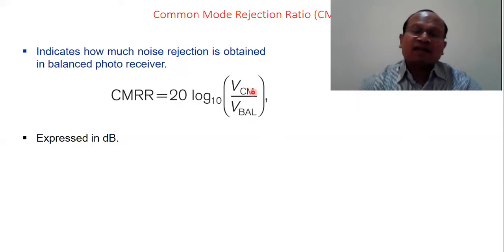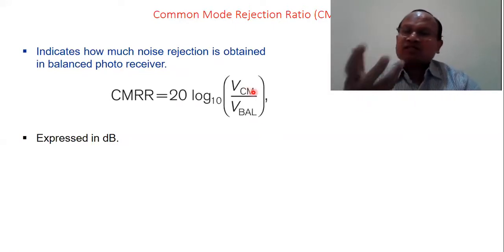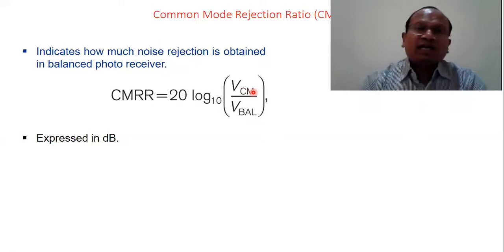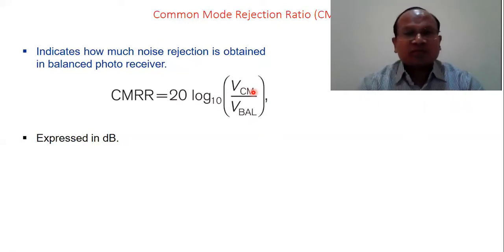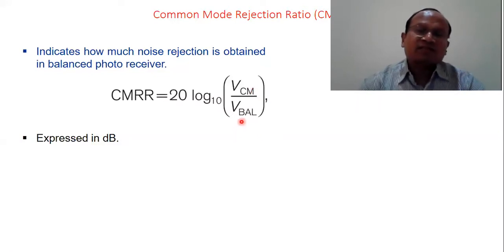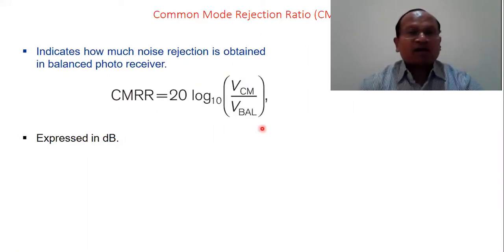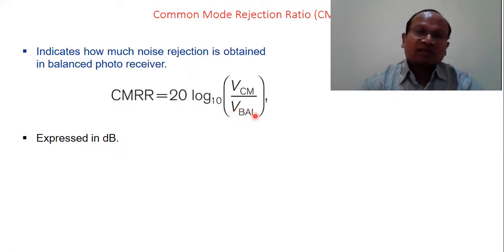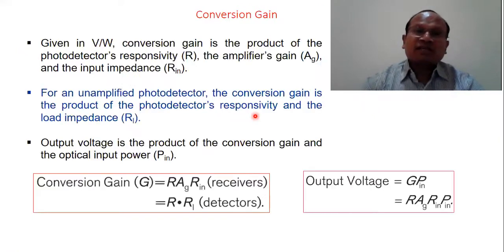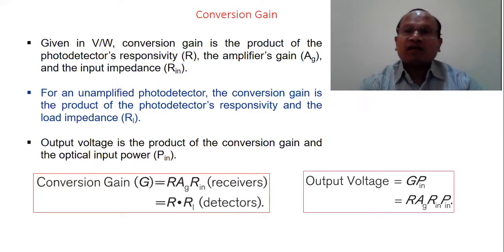The common mode indicates the desired component, whereas the balanced component indicates the noise contribution. So when the noise contribution is more, your CMRR will become less, and accordingly the dB value will also be less. So please remember, CMRR is always expected to be very high. In order to get a large value of CMRR, the balanced value, the noise signal, must be minimum. So this is the second characteristic.